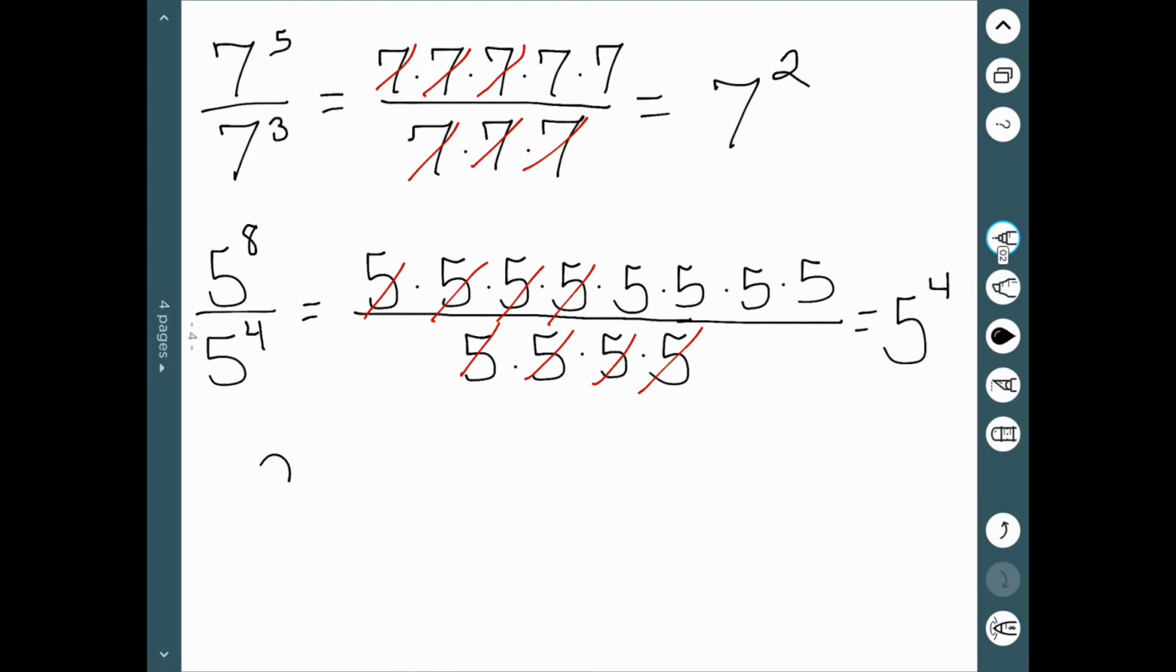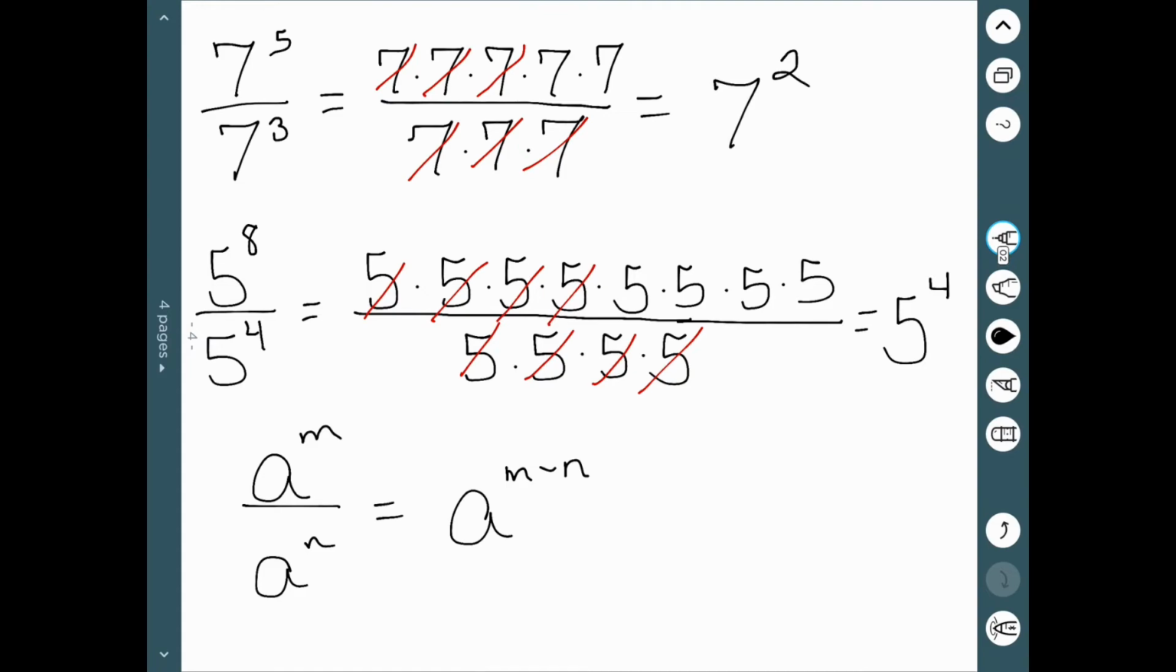In general, a to the m over a to the n is a to the m minus n. When we're dividing, we subtract exponents. So this gives us now our property for multiplication and division.